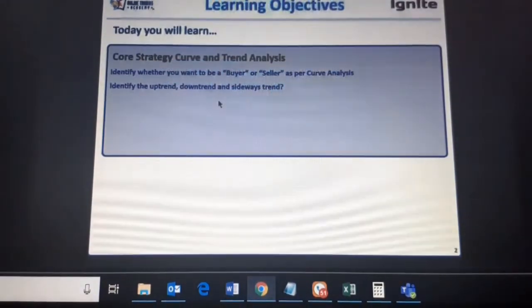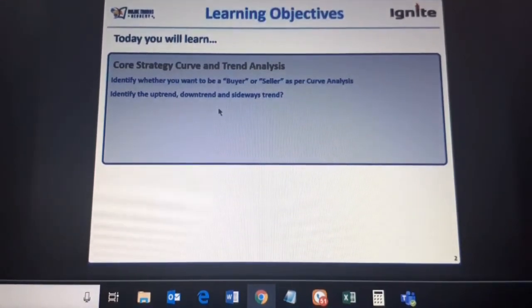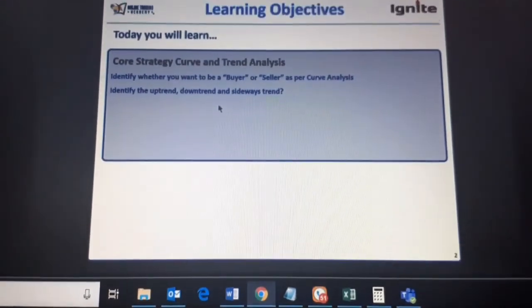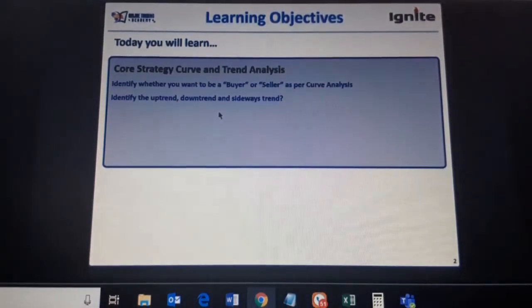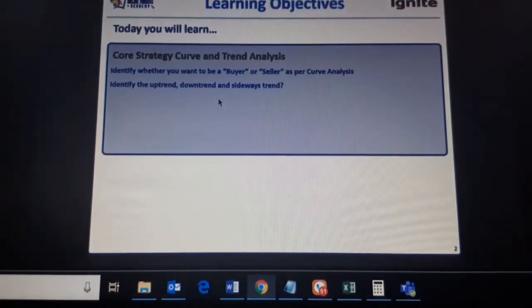So let's start. Today what you're going to learn is core strategy, curve, and trend analysis. Trend analysis we've already completed before.